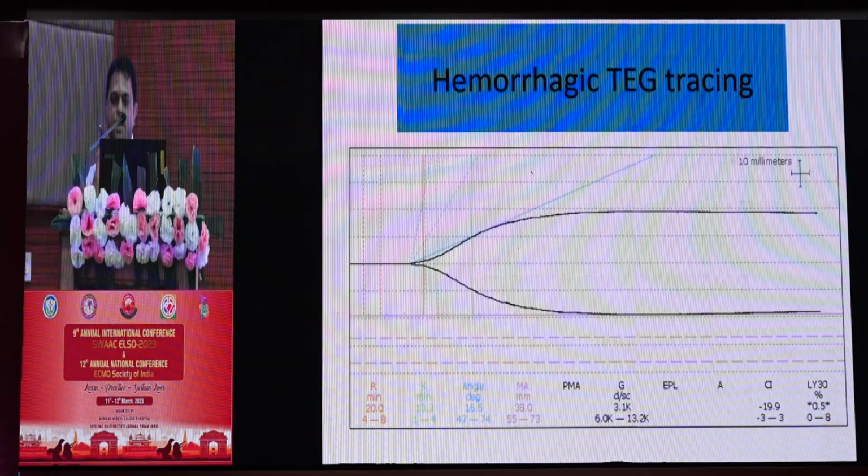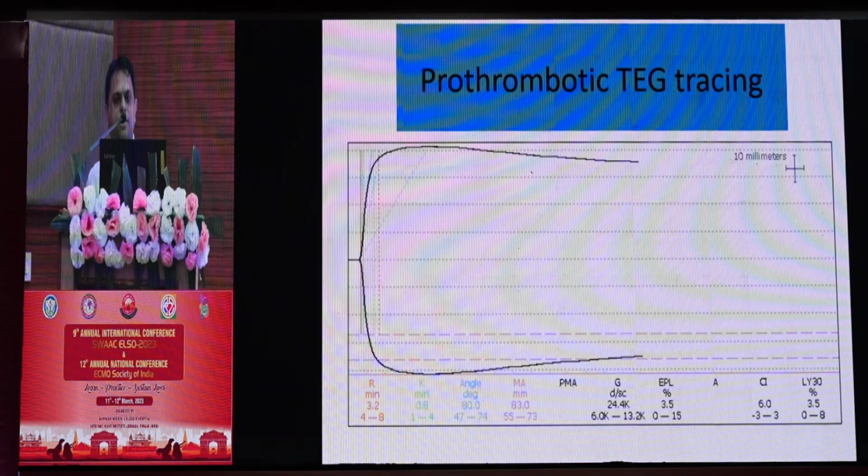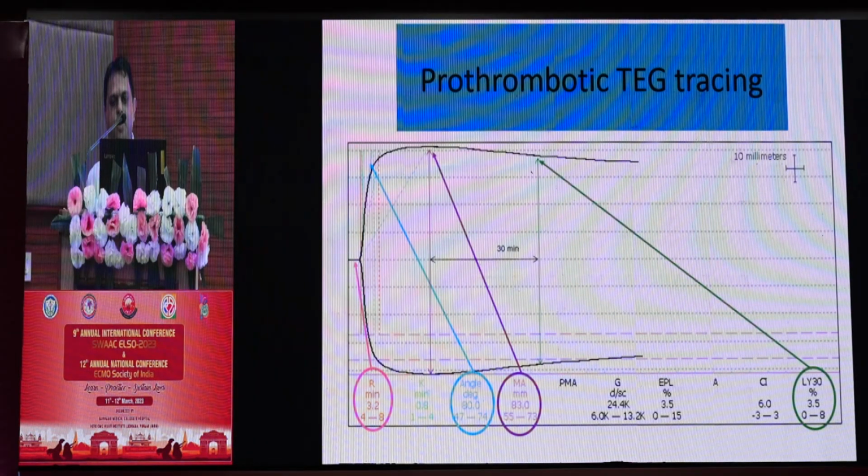This is how a hemorrhagic TEG looks. The patient is bleeding, so of course the clot reaction time is high, so your R time would be prolonged, your K would be increased, your maximal amplitude would decrease, and your lysis would increase. This is a thrombotic TEG, where the R is quite normal in range. You have an angle, you have an MA, maximum amplitude, which is very, very high, and you have a lysis which is again within the normal range.